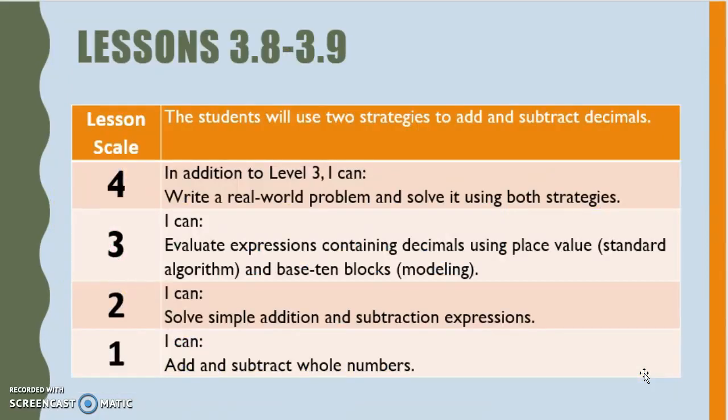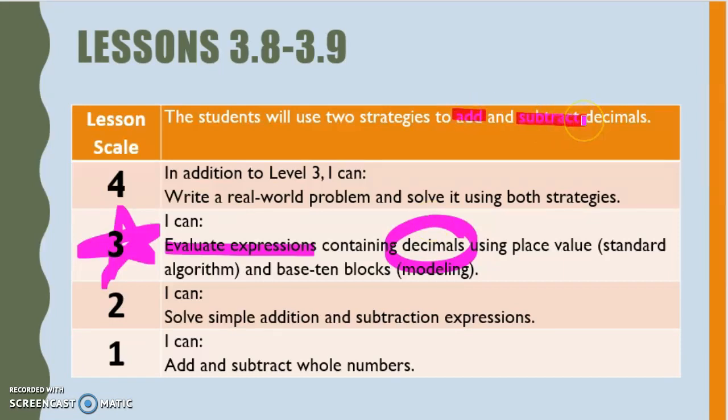Let's take a look at our scale. In your Go Math book, this is lessons 3.8 and 3.9. It's pretty easy, so I bet you're excited about adding and subtracting decimals. You're going to find that it's very similar to what you've done before. But our goal is to evaluate expressions that have decimals in them. And we're specifically looking for addition and subtraction in the expression. So let's get started.